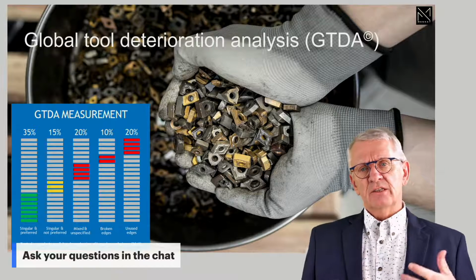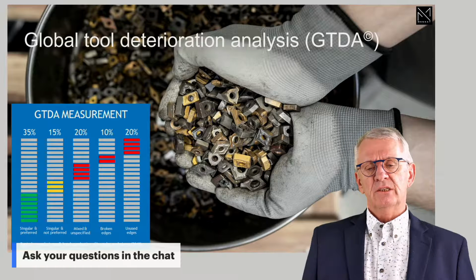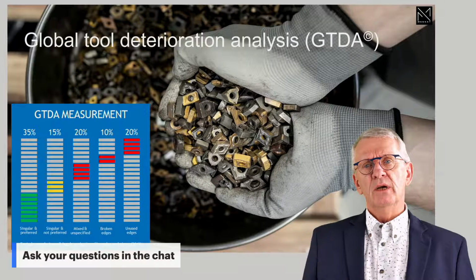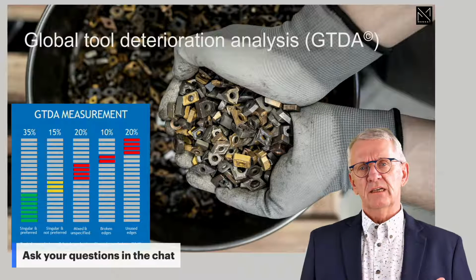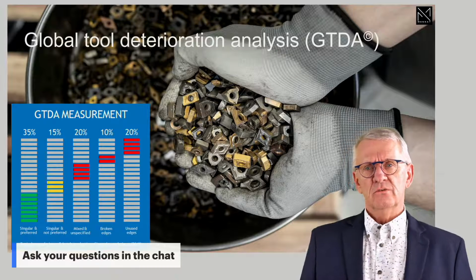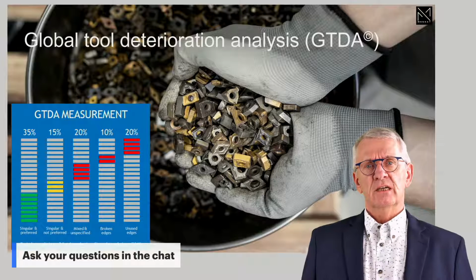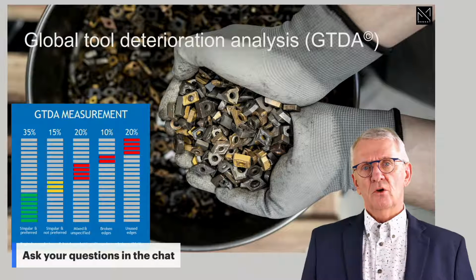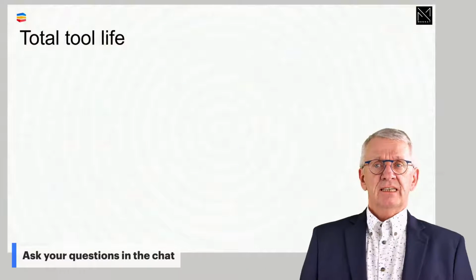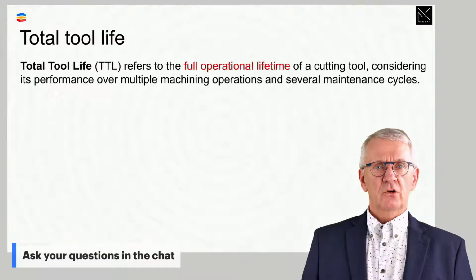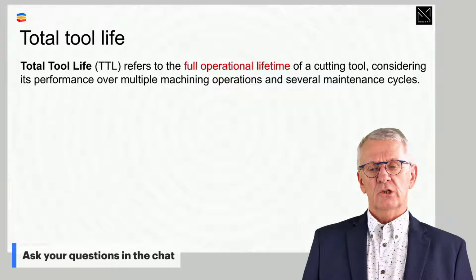And here, next to technological approaches, we need more numerical data approaches to find out where a tool is in a certain way, and so on and so forth. There is something we refer to as global tool deterioration analysis to work with this type of thing. That's technological things. Total tool life, what do we mean with total tool life?